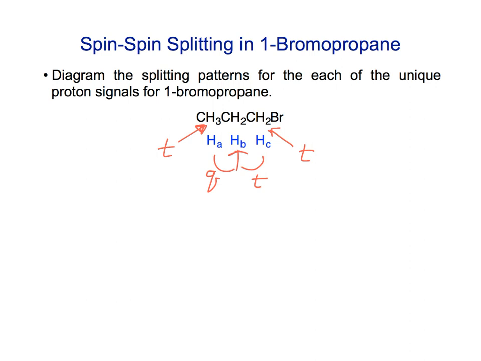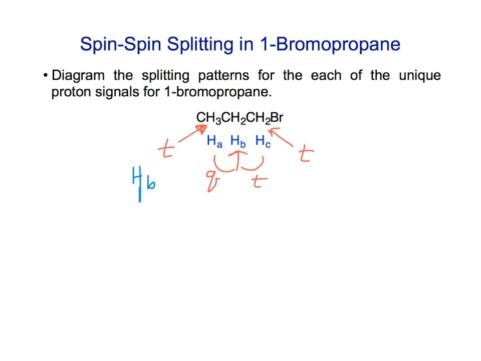So if the coupling constants to the methyl group and the coupling constants to the CH2 are different, we're essentially going to see a quartet of triplets or a triplet of quartets. So let's draw out what that could look like. Okay, so this is going to be HB. We're just going to make the two coupling constants different from one another. So I'm going to draw a big quartet and a smaller triplet.